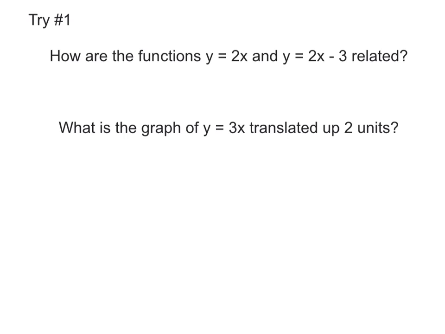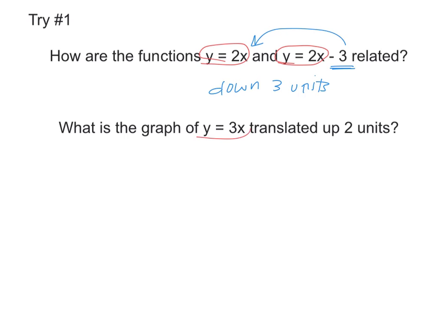So in our try, without having to actually do the graph or the table, it says, how are the functions y equals 2x and y equals 2x minus 3 related? So again, we notice first of all that they are both linear and they should be the same because they have the same slope, yet they have different y-intercepts. So this y-intercept, what it does to this graph is that it moves it down 3 units. Down 3 units.